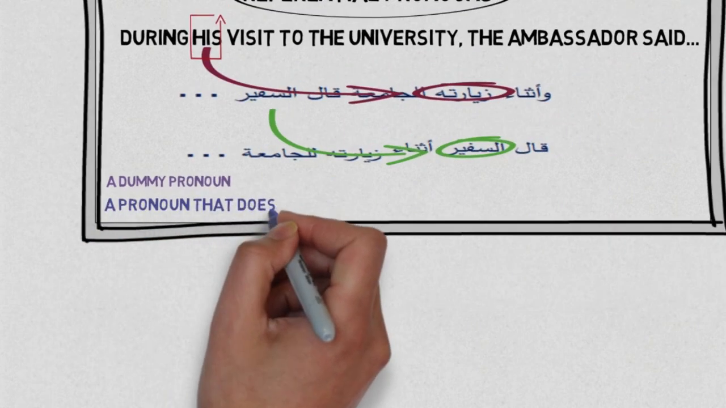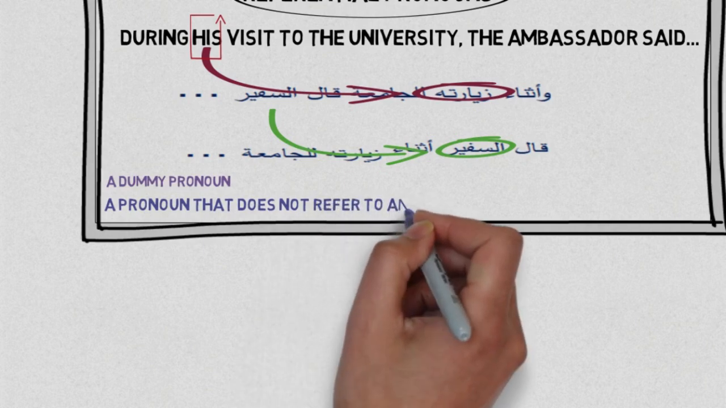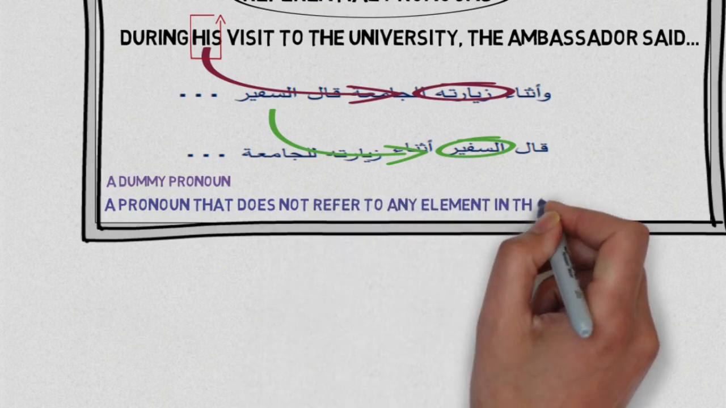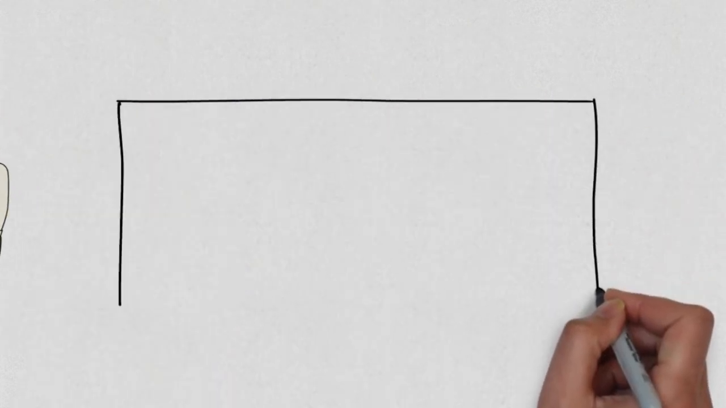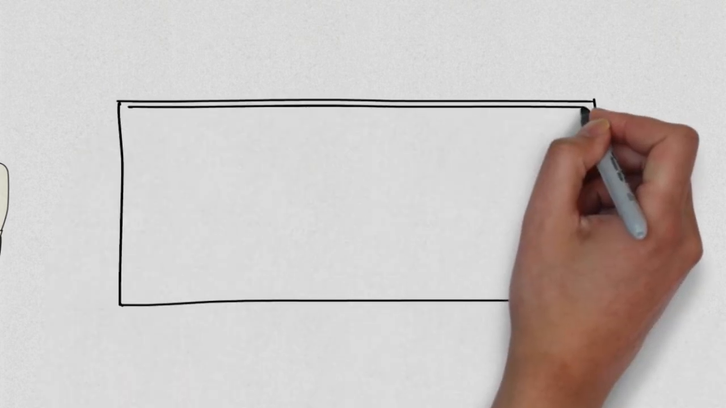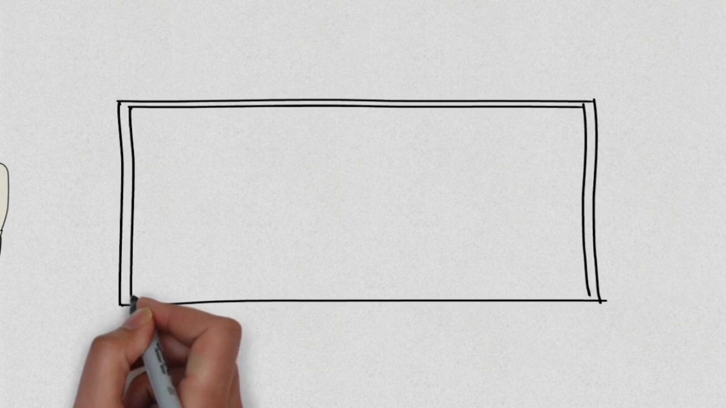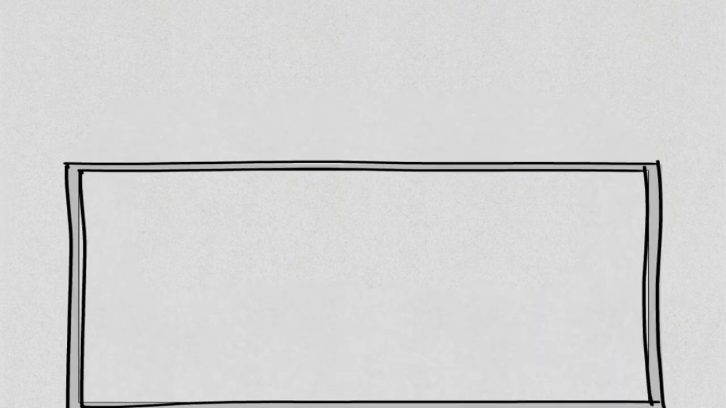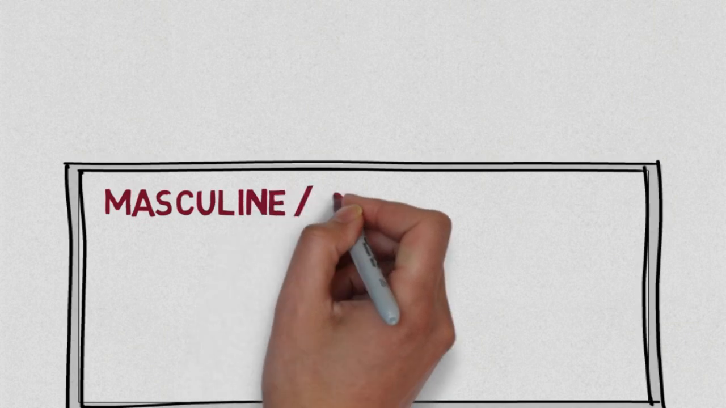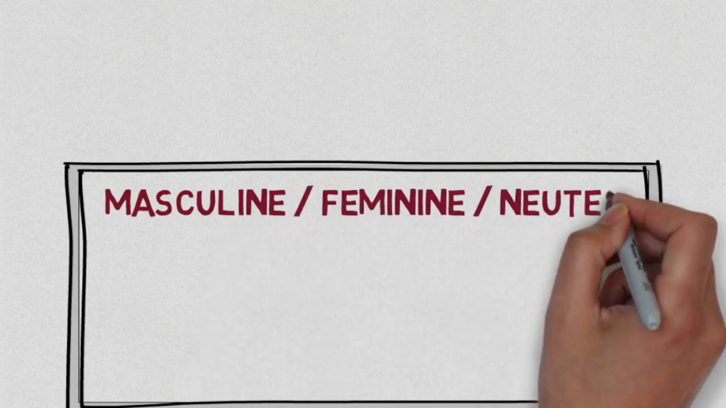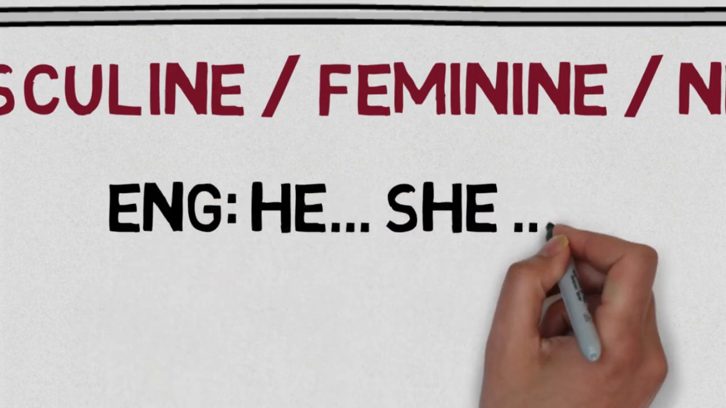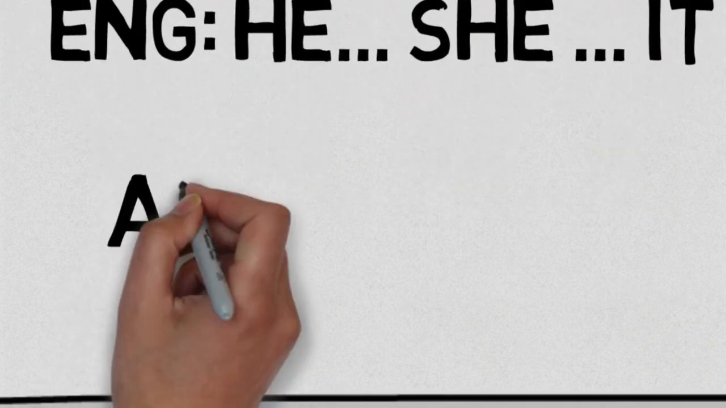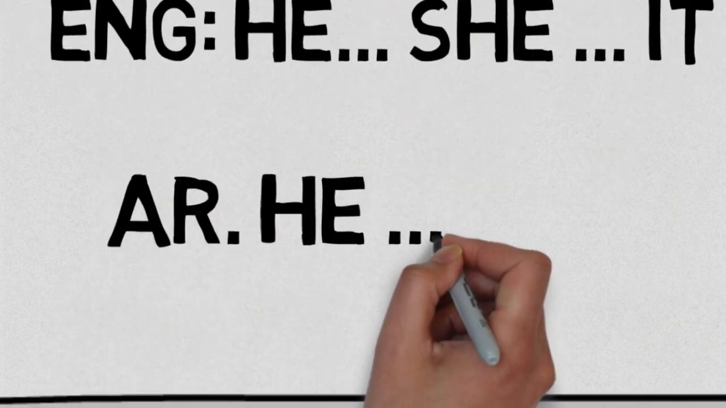If the pronoun doesn't refer to any element in the sentence, this is called a dummy pronoun in English. This is extensively used in English, but we may also find similar cases in Arabic. Another difference between English and Arabic regarding pronouns is related to gender. Masculine and feminine pronouns can be aligned in both languages, but in English we have a pronoun for neuter, the pronoun it, unlike the Arabic language where masculine and feminine pronouns can be used for neuter or non-human objects.